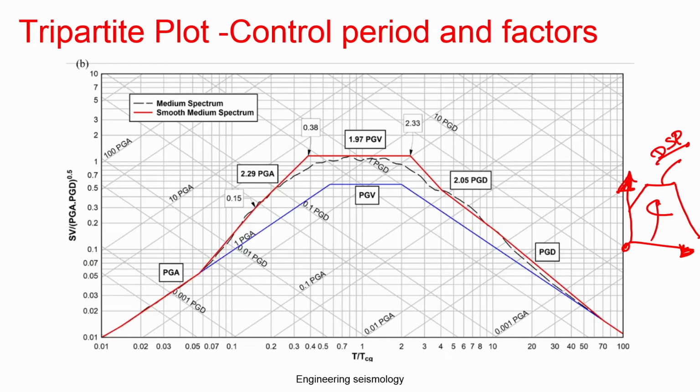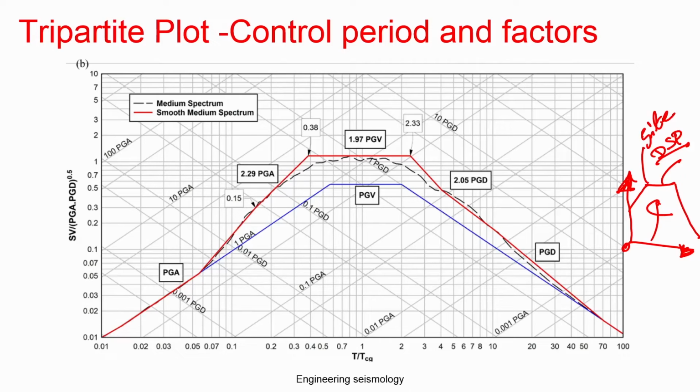So, we have been working to update this. Hopefully I will come up with a new design spectrum which, after being published, can be recommended to the code and will be useful. This spectrum, as I said, is also a function of your site. If you have a rock site, you will have a different shape; a soil site has a different shape, depending upon your soil thickness and stiffness.